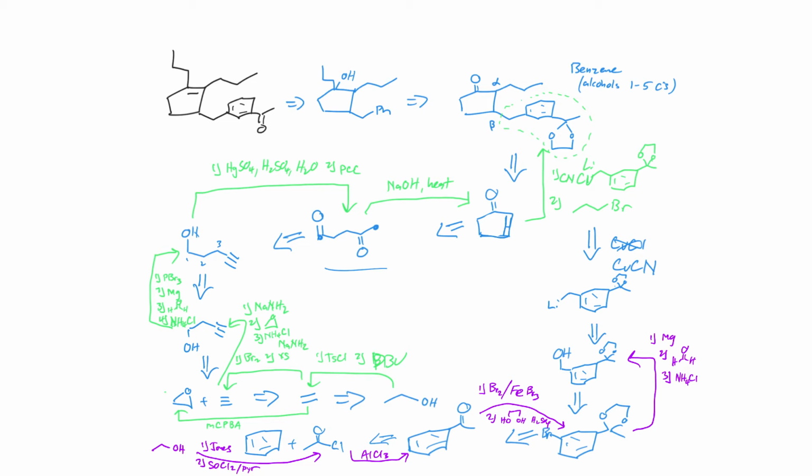And then I have my alcohol. And then I can convert the alcohol into a bromide and into an alkyl lithium. First step would be PBr3. Second step would be essentially 2 equivalents of lithium.